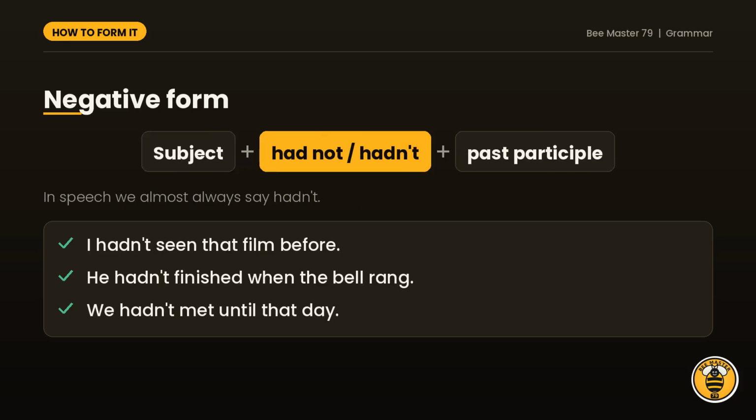For the negative, we simply add not after had, had not, or in the short form, hadn't. In everyday speech, we almost always use the short form. I hadn't seen that film before. He hadn't finished when the bell rang. We hadn't met until that day.